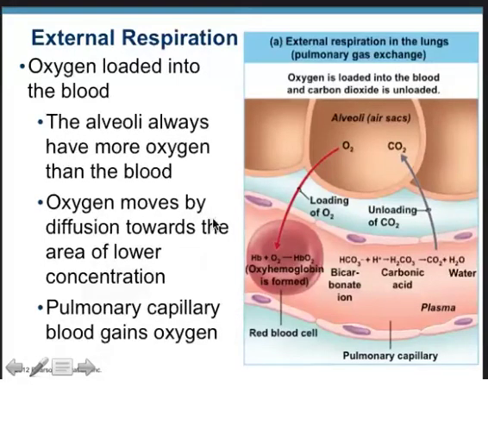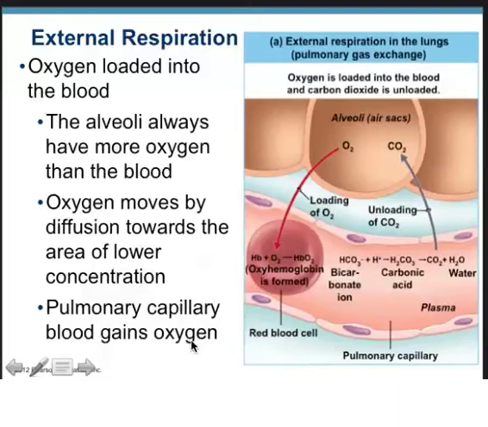Oxygen that's loaded into the blood at the alveoli diffuses down its concentration gradient from the alveolar air directly into the red blood cell. The alveoli are always going to have more oxygen than the blood that's coming to the lungs from the heart, because the amount of oxygen in the air that you breathe is 20% by volume, and it's considerably less in the oxygen-poor blood that's perfusing the capillaries on the other side of the respiratory membrane from the alveolar air. So the oxygen will move by diffusion to where the concentration is lower, and that's something that happens automatically without needing to put energy into the system.